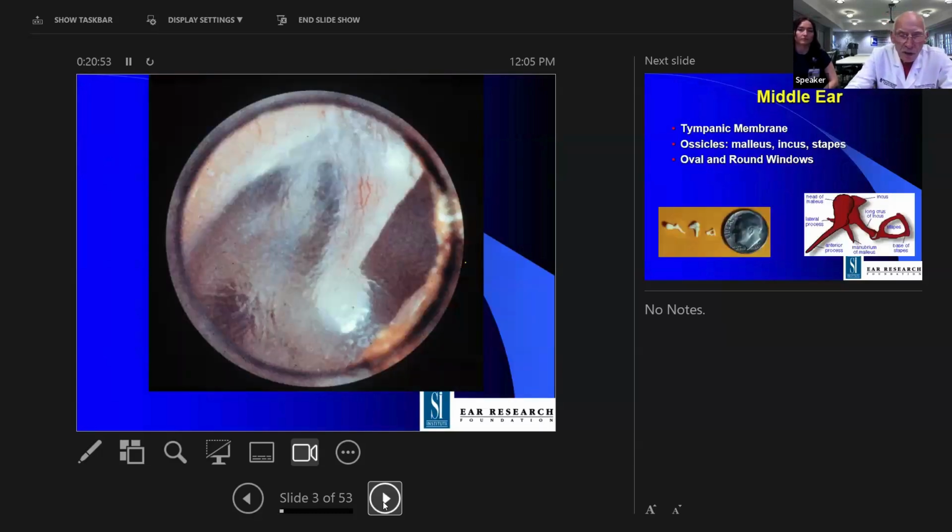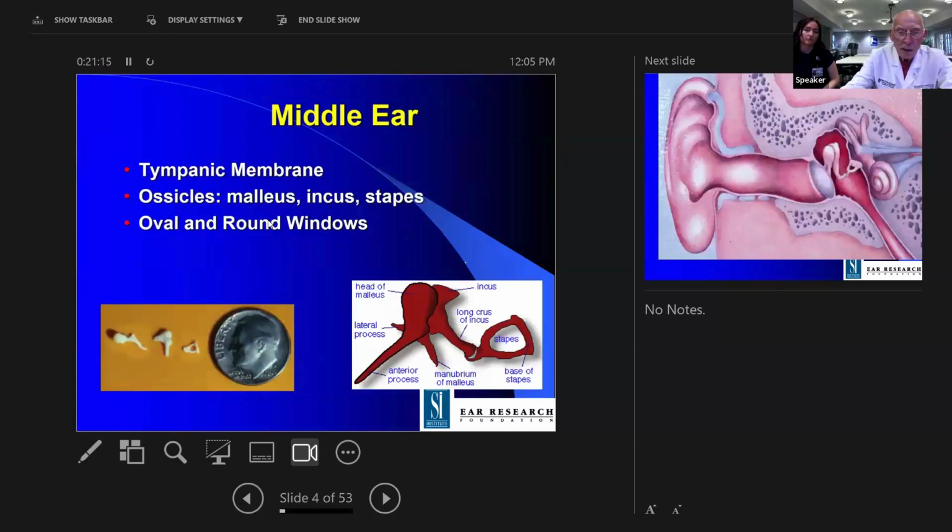This is a picture of the eardrum. Actually, it's a very beautiful picture. The eardrum is like a window. You can look through it many times if it's normal and see the little bones of hearing. This is the malleus bone here, and you can see the incus and the stapes bone here underneath. We'll see that more later.